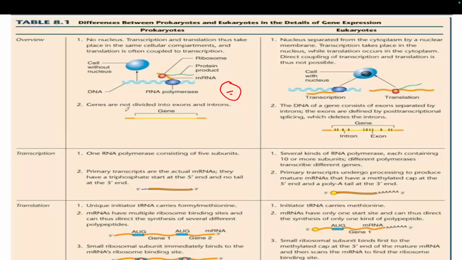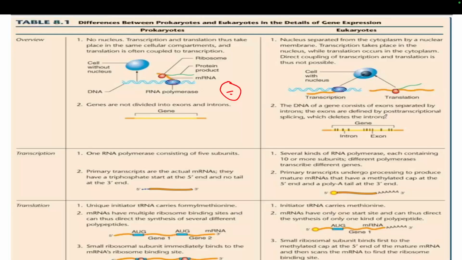Okay, and the second thing is the gene. In the case of prokaryote the genome is very small, so it is not divided into exons or introns. But in the case of eukaryote, because the gene is very complex, the DNA of a gene consists of exons separated by introns, and exons are defined by the post-transcriptional splicing, which deletes the intron.